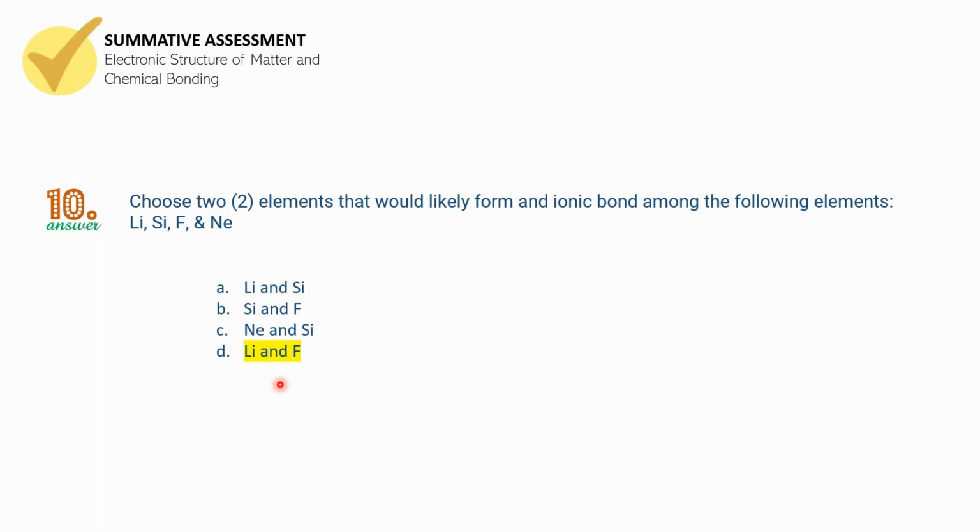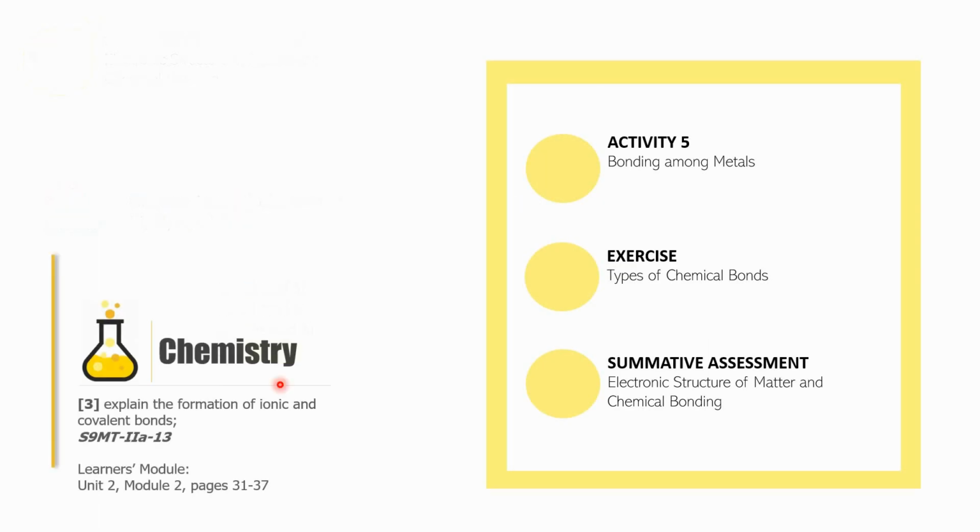So, that ends the summative assessment for electronic structure of matter and chemical bonding. So far, we were able to do the following in this session. We have activity number 5, bonding among metals, and then an exercise on the types of chemical bonds. And then the summative assessment was just held. It was about the electronic structure of matter and chemical bonding.